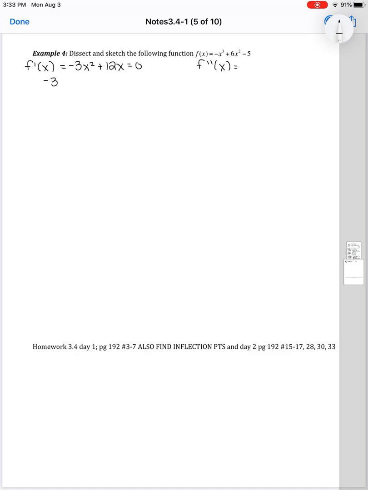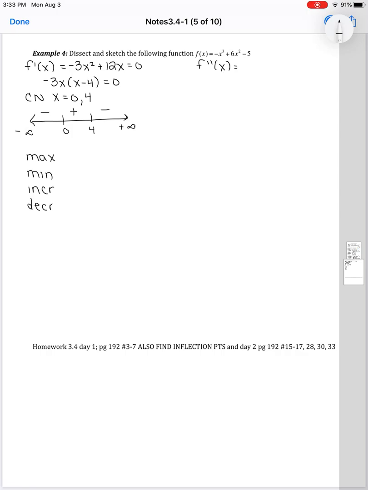So if we do first derivative first, we get negative 3x squared plus 12x. We're going to set that equal to 0. Pull out a negative 3x, and you have an x minus 4 left over. So you have 2 critical numbers, 0 and 4. Those 2 are going to go on a number line. And remember, first derivative tells me 4 things: max, min, increasing, and decreasing.